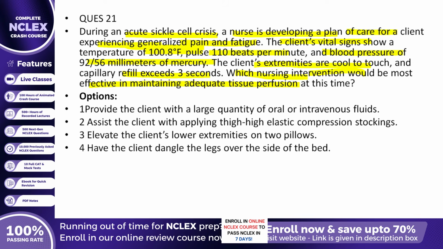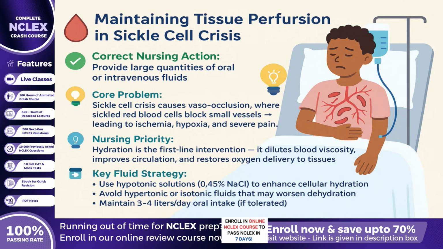The correct answer is Option 1. Provide the client with a large quantity of oral or intravenous fluids. Now, let us explore the clinical reasoning behind this choice. In a sickle cell crisis, the core problem is vaso-occlusion, where the abnormally shaped sickled red blood cells block the microcirculation. This leads to tissue ischemia, hypoxia, and severe pain.